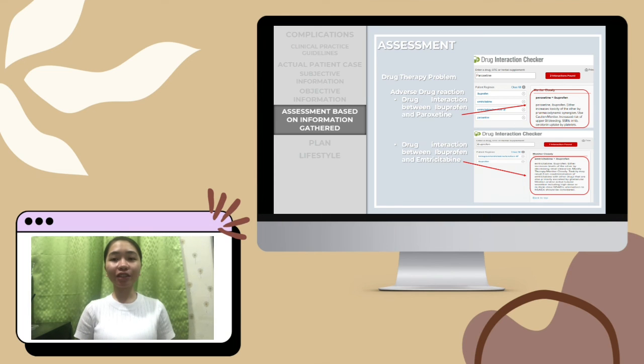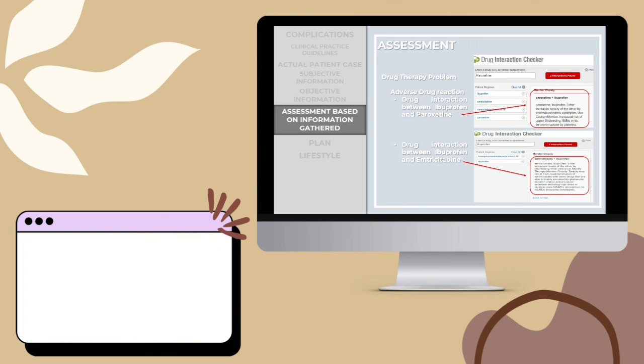Another one is the drug interaction between ibuprofen and emtricitabine. Either of these two drugs increases the other by decreasing renal clearance. Toxicity may result from co-administration of emtricitabine with other drugs that are also primarily excreted by glomerular filtration and/or active tubular secretion, including high dose or multiple doses of non-steroidal anti-inflammatory drugs.